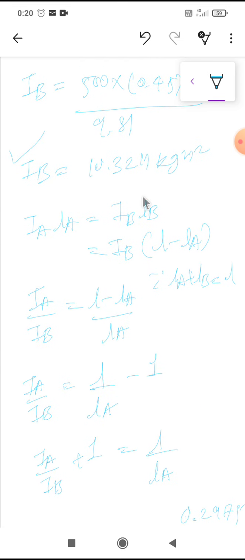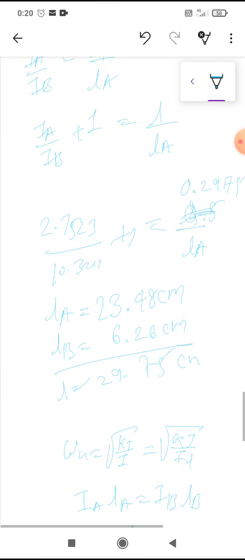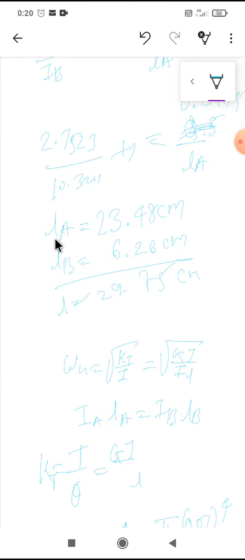Then we put them in this formula, but here we don't know LA and LB, but we know the total length, that is L. With the help of this formula we will find the values of LA and LB, but here the total length we have to use is the equivalent length and not the 50 centimeter value. So I'll get the values of LA and LB.